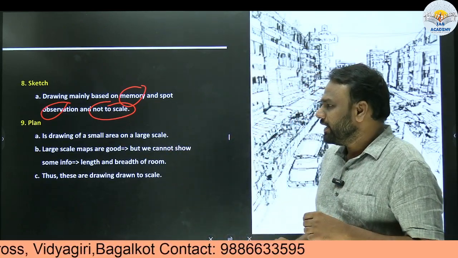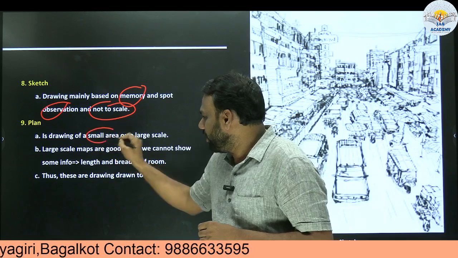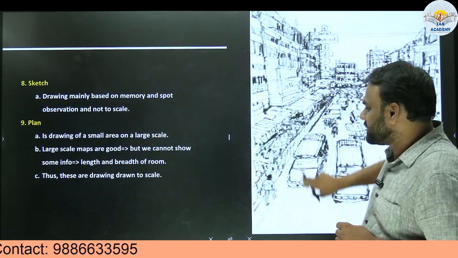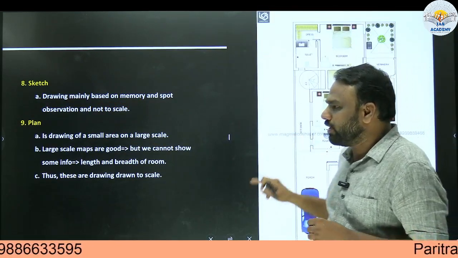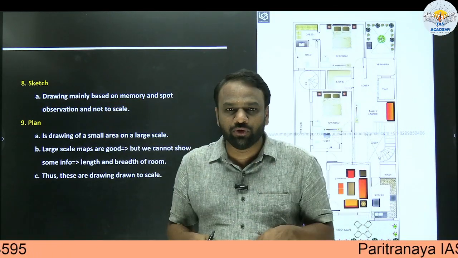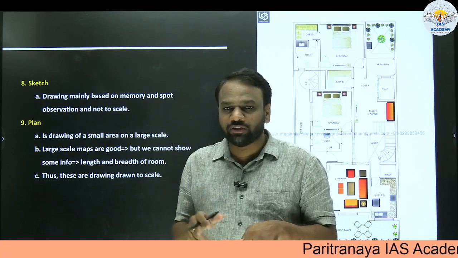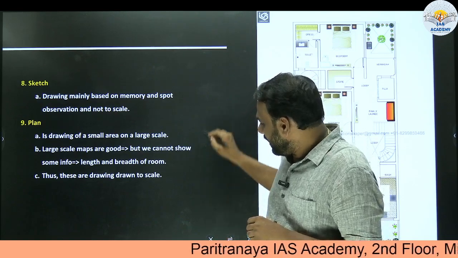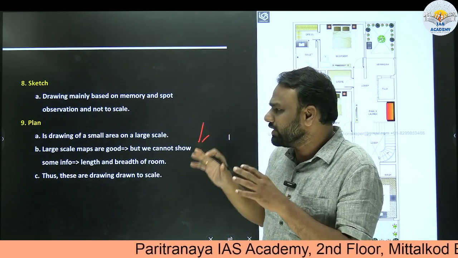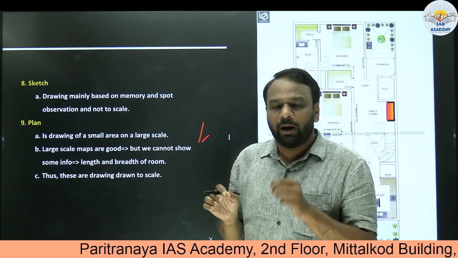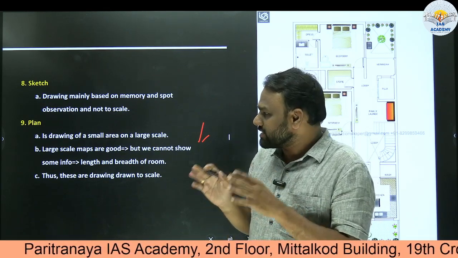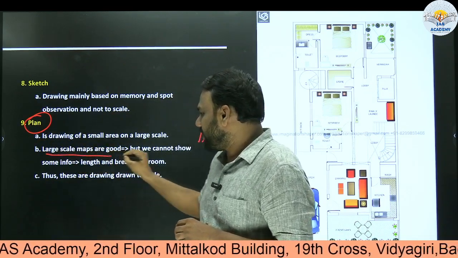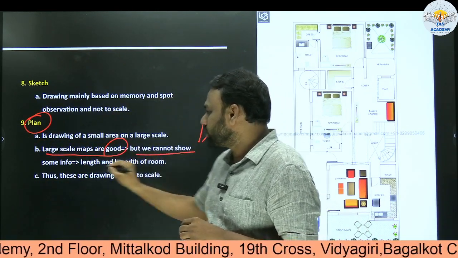But a plan is a drawing of a small area on a large scale. For example, when you are constructing a house or an office, the map which you see or prepare is called a plan map. It consists of detailed information, that is, what should be the length, what should be the height. All the details are exact, up to the scale, up to the mark. Such a map we call a plan map.